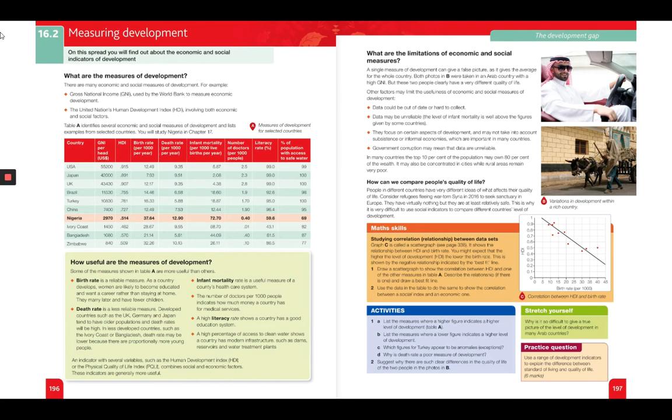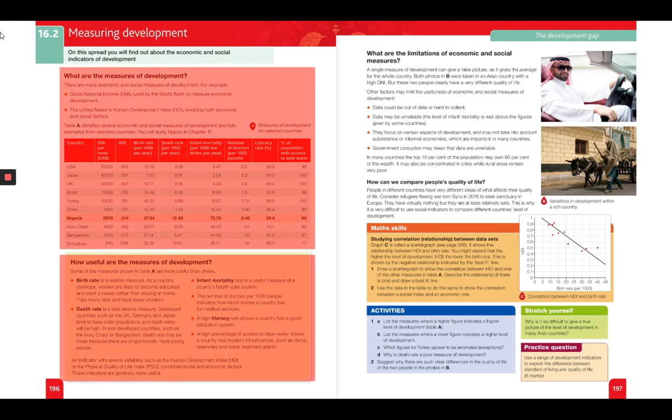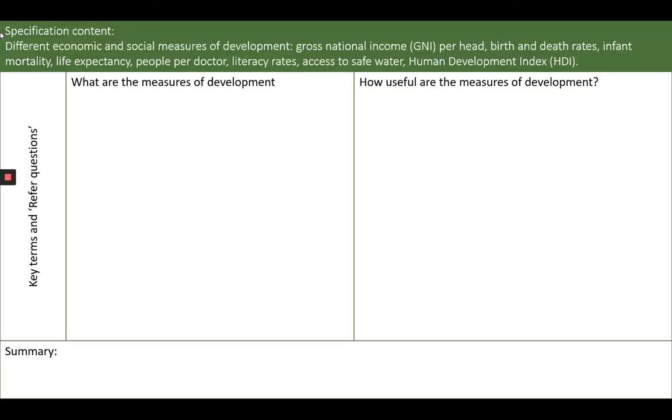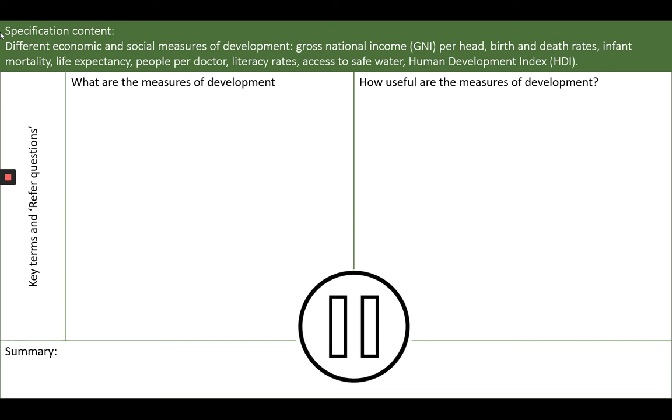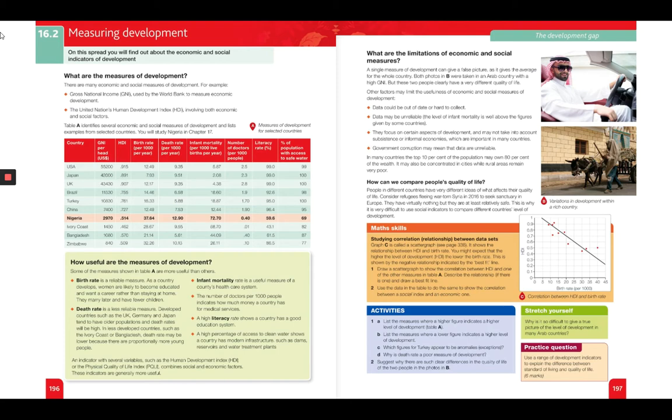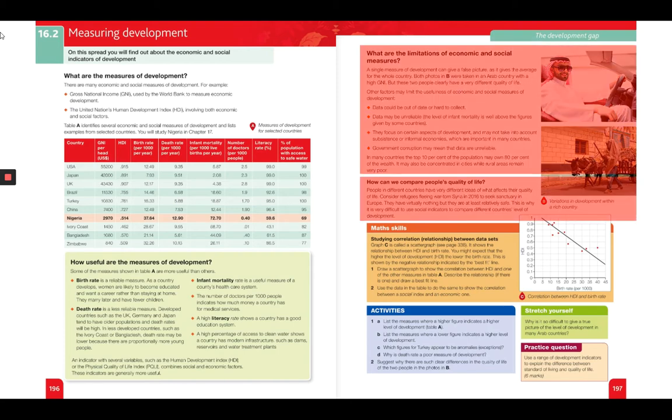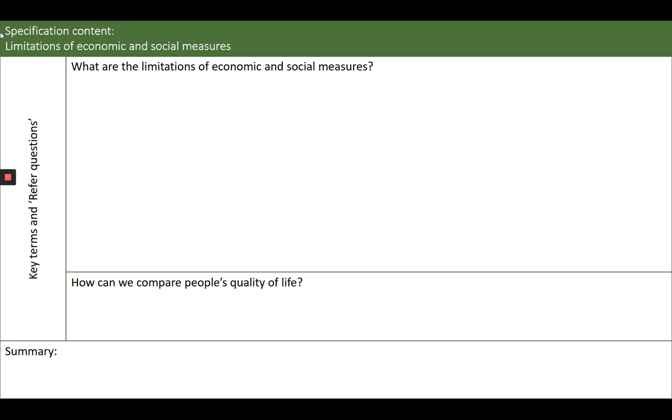Moving on to pages 196 and 197, let's review measuring development. Here's the Cornell template for you with the headings from the textbook. Pause the video to make your notes. We stay on this double page, but this time we're looking at the limitations of economic and social measures. Press pause to complete this Cornell template.